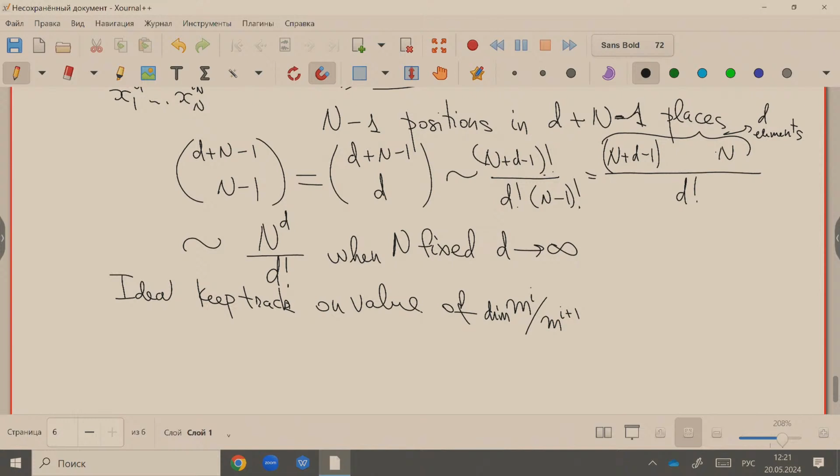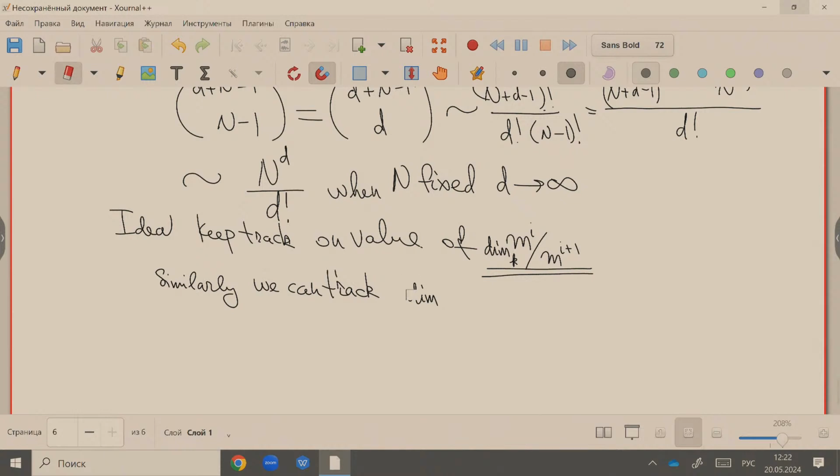So the idea is to track the dimension of these quantities, in order to establish the number of variables. The problem is when you are speaking about, so similarly, we can track the other quotient as well, but you cannot speak about dimension here, because dimension is over k.